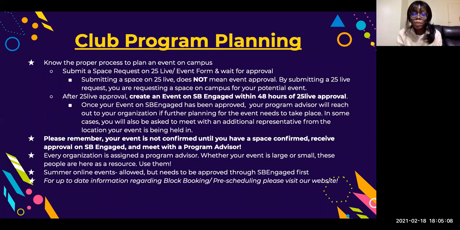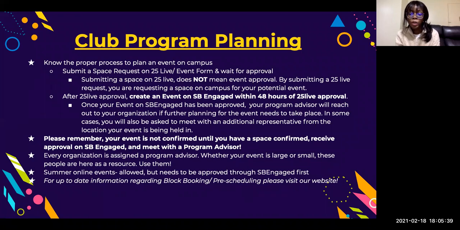And SB Engaged is a website that a lot of programs, a lot of organizations at Stony Brook use. It's basically an overall program of what events are happening, what workshops are happening, what everything on campus is doing, and it's all on this site. Once your event on SB Engaged has been approved by your program advisor, we can reach out to your organization and further discuss the planning. This may look like how your event is going to be, what kind of things you might need for your event, and so on.